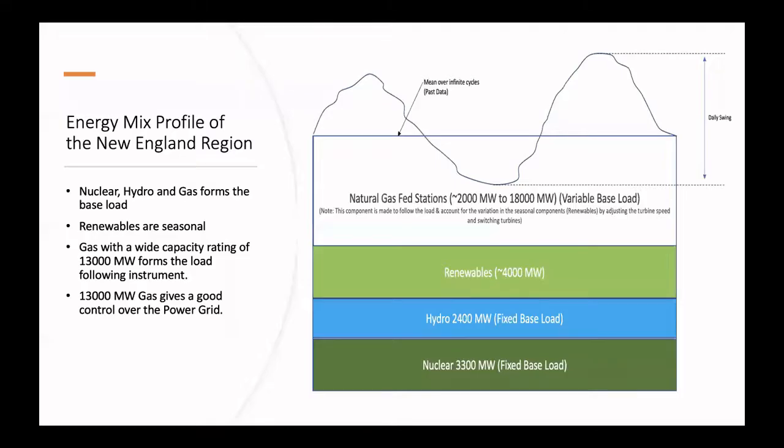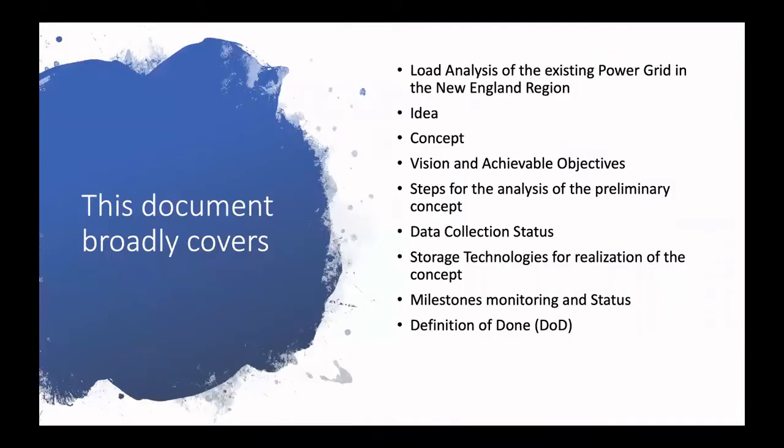This document will broadly cover load analysis of the existing power grid in the New England region, where we'll try to identify a few issues with the system. This would be followed by a general idea of what can be done to mitigate them, and later on develop this idea into a concept. The next step would be to objectify the vision, broken down into smaller and easily achievable pieces. Steps for the analysis of the preliminary concept would be laid down.